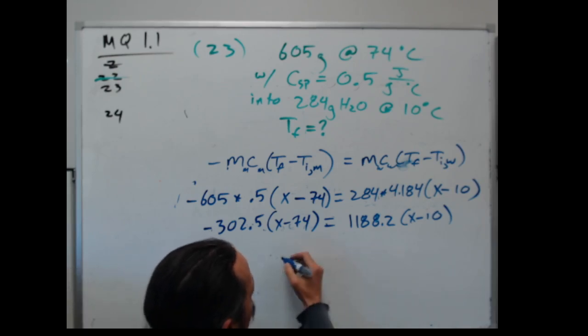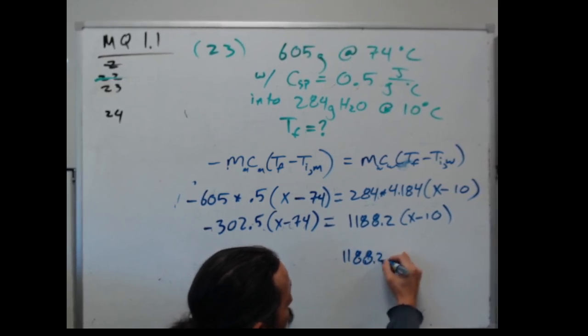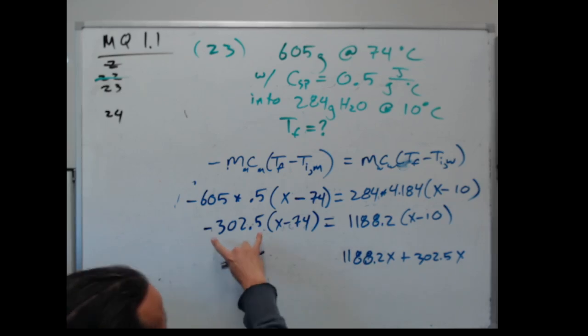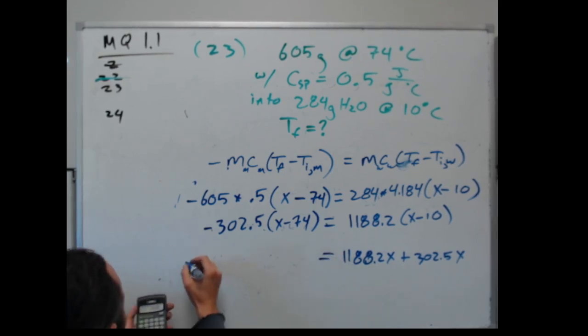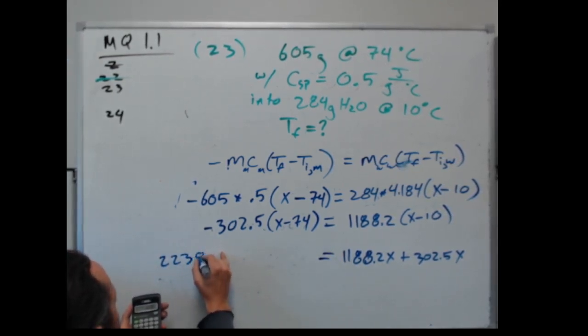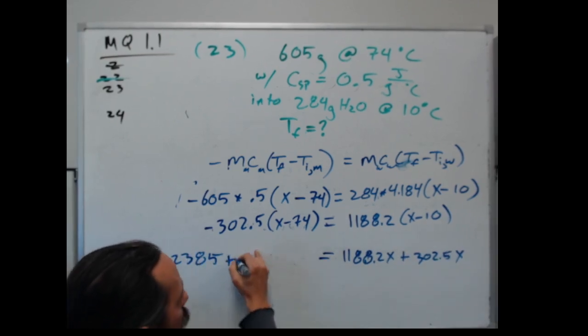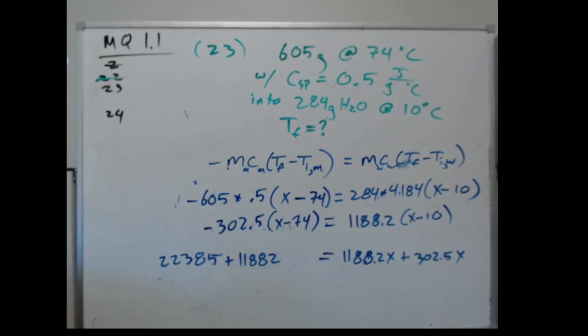This is going to be 1188.2x plus 302.5x, because I'm going to have a negative that I add over. And I'm going to have 302.5 times 74 is equal to 22385. The negative goes away. This is going to be 10 times added over plus 11882. Everyone okay with that? Plus 11882.